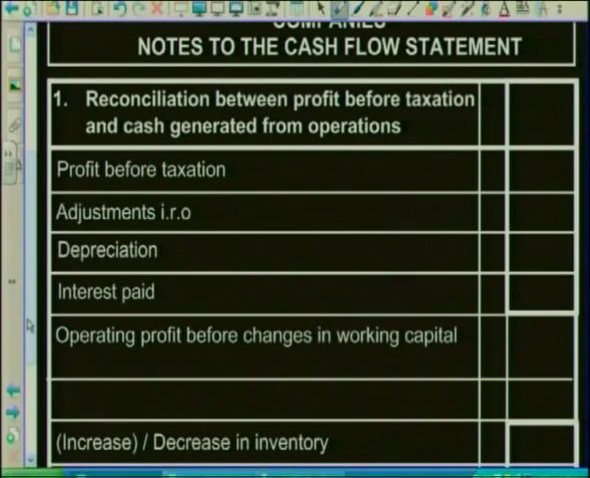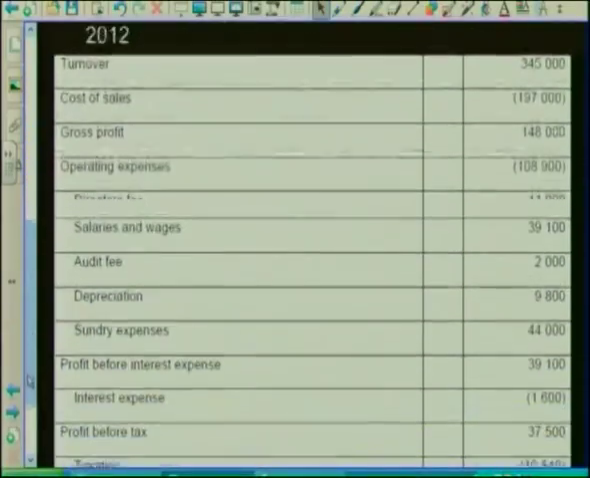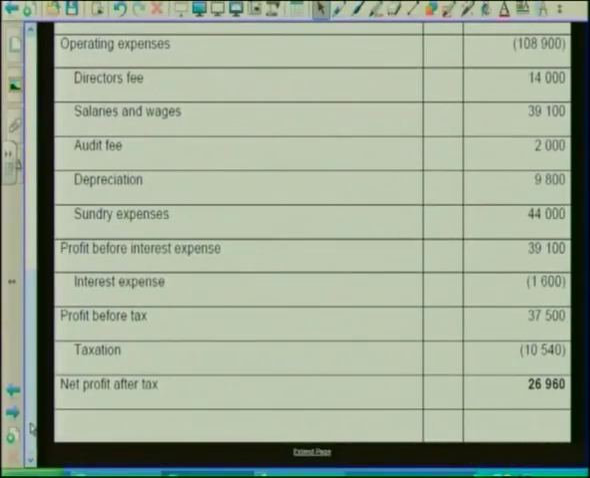Now remember, profit before taxation, which part of our financial statements do we find this figure? That's right, your income statement. So let's now go to that income statement. There we go, there's our income statement, and we are looking for profit before tax. So there's our amount, profit before tax. And we're going to take this amount, 37,500, to note 1.